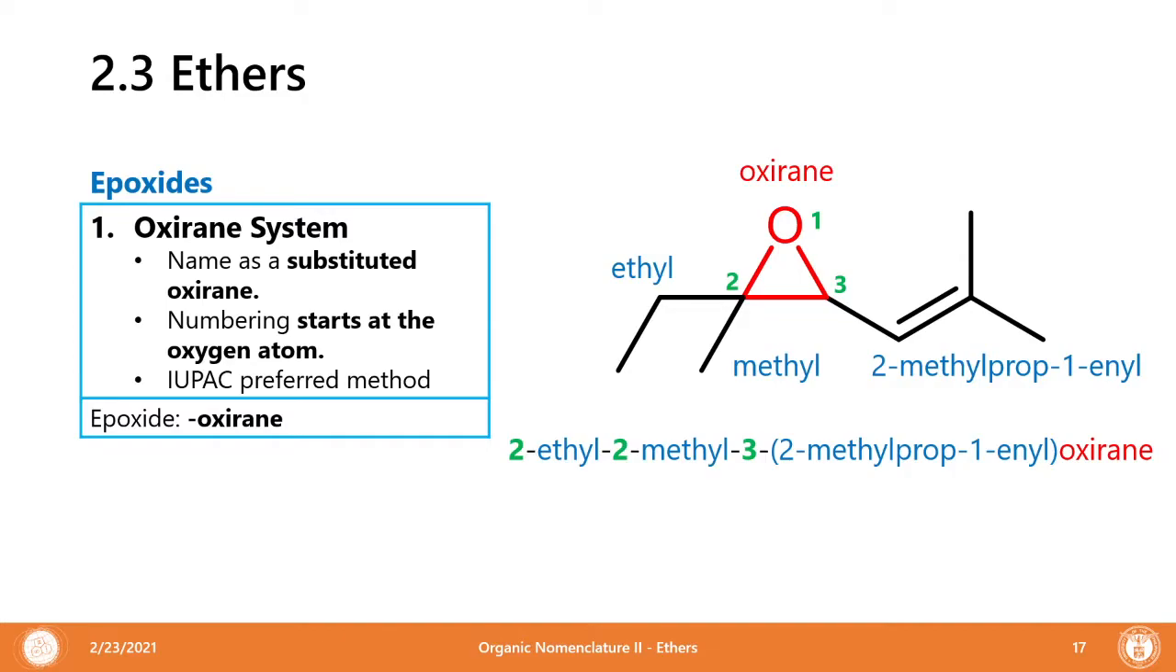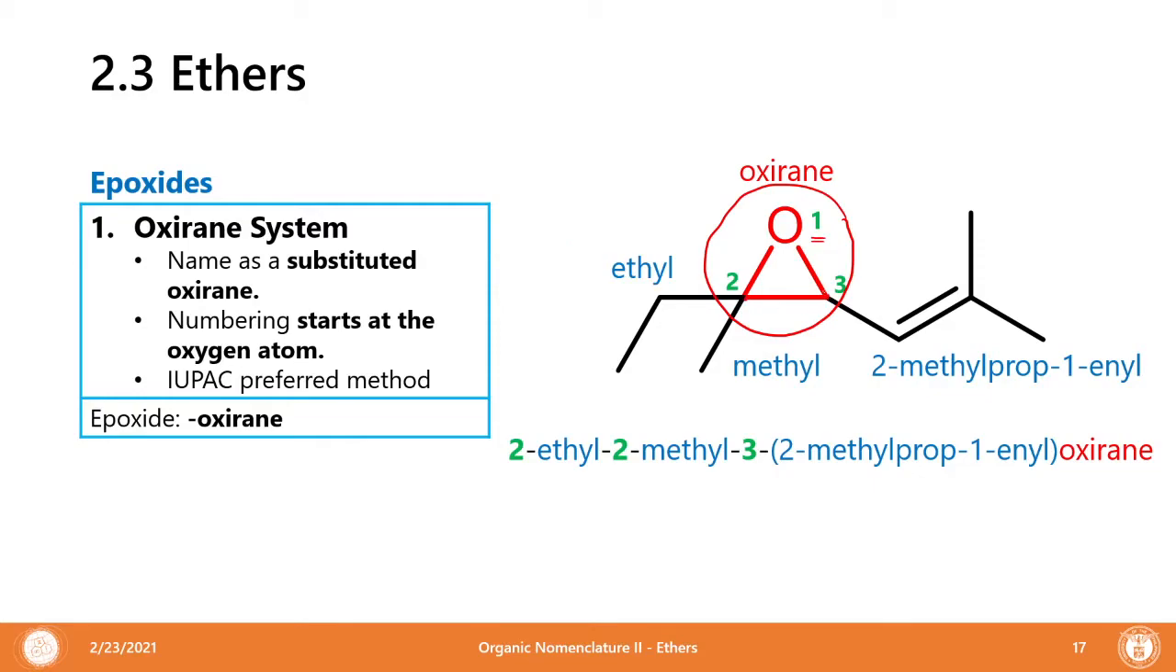So for the oxirane system, what we do is we name the epoxide as a substituted oxirane. Here is our oxirane group, and this becomes our parent chain. And when we do the numbering of an oxirane group, we always start number 1 at the oxygen atom. And then we can proceed in any direction, whether clockwise or counterclockwise, depending on the substituents present on the carbon atoms of the oxirane.